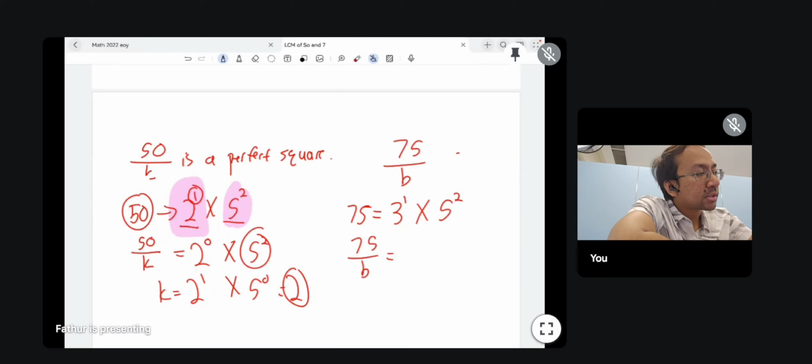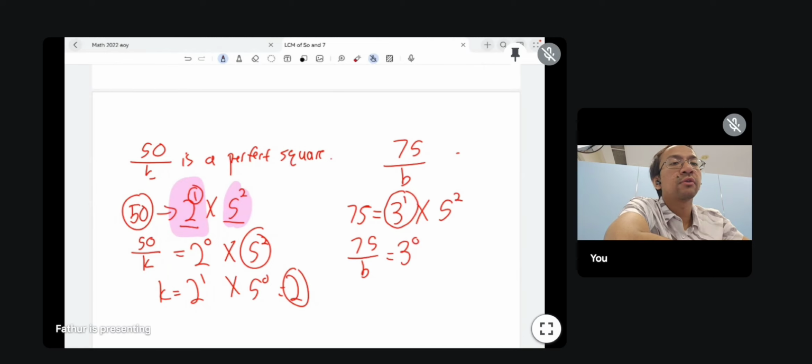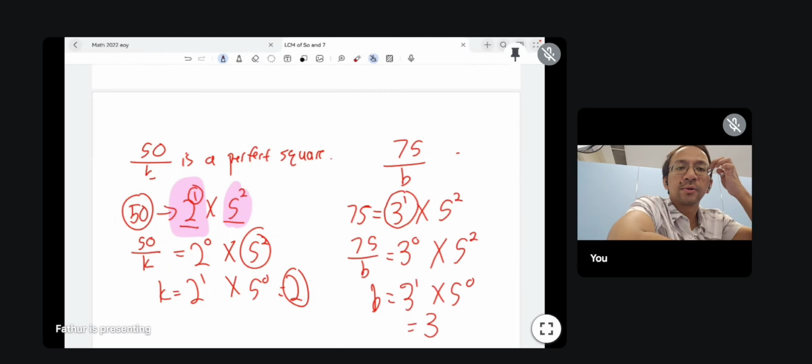Look at 3. Is this a perfect square? No. Why? Because the power is less than 2, less than the smallest even number. So what's the number that I could reduce it to? It becomes 0, because it did not meet the minimum requirement of 2. Then look at the 5. It is already an even power, so don't bother taking anything out. So B will be the difference between both powers. We get 3 to the power of 1 times 5 to the power of 0, which is 3.